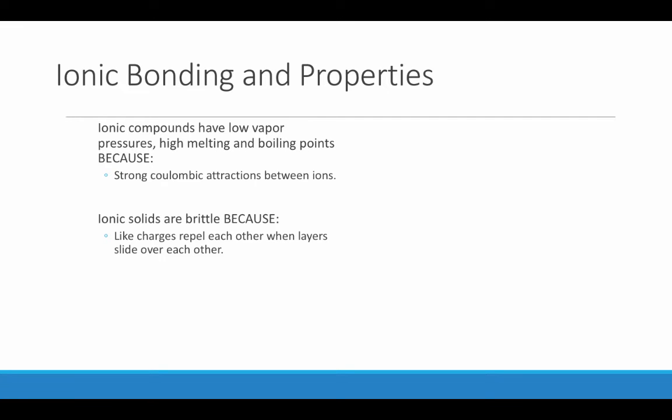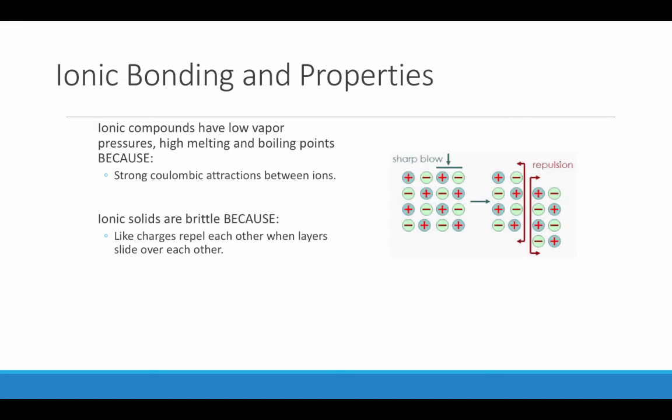Ionic solids are brittle because like charges repel each other when layers slide over each other. Here we see this lineup of positives and negatives. If part of the solid is subjected to a sharp blow, positives end up lined up next to positives and negatives to negatives, causing repulsion. This causes the ionic solid to break apart easily.